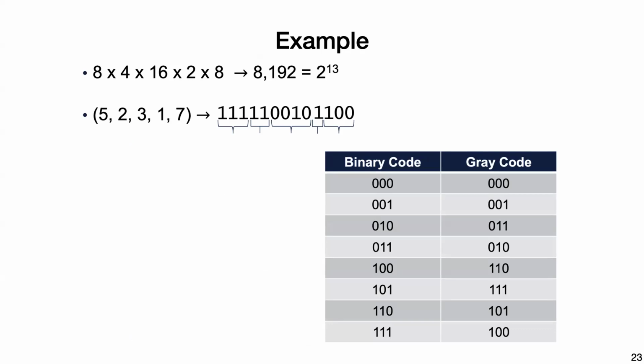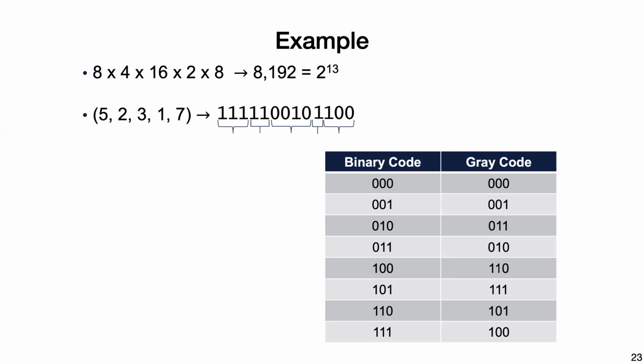Suppose that we wanted to map this rank: 5, 2, 3, 1, 7. This is just the rank in each of the dimensions. And then you concatenate the bits. So this is length 8, so it would have 3 bits. This is length 4, so it would have 2 bits. Length 16 has 4 bits. Length 2 has 1 bit, and then length 8 again has 3 bits.